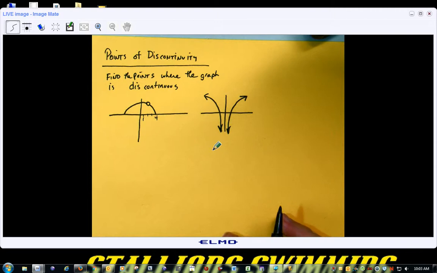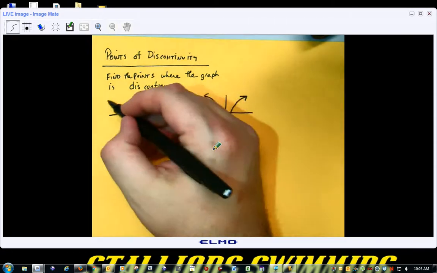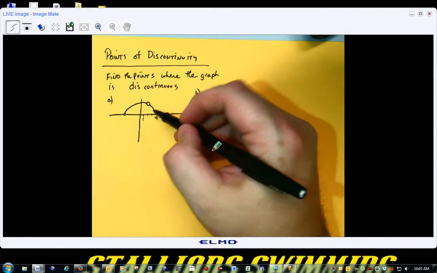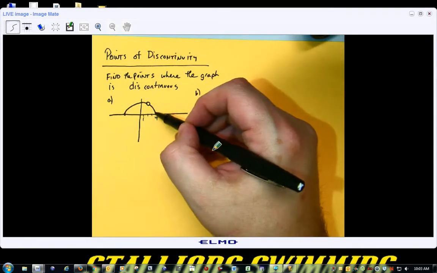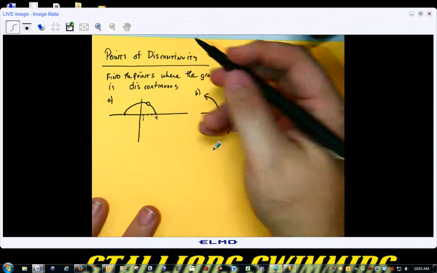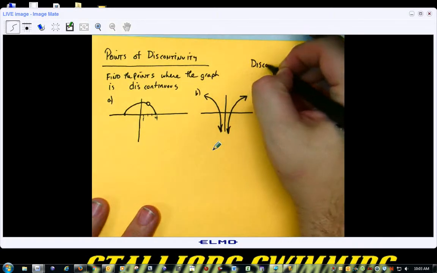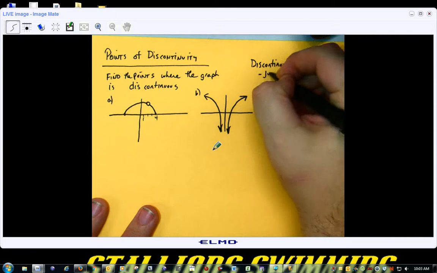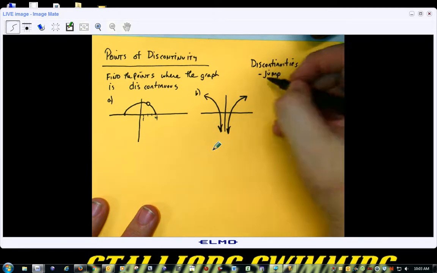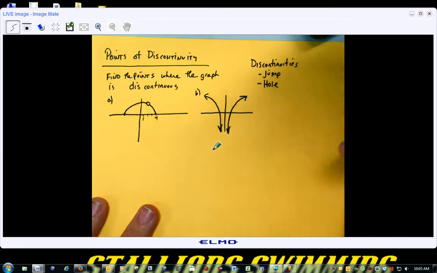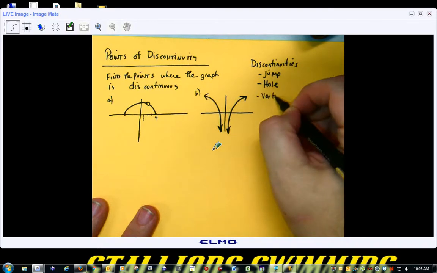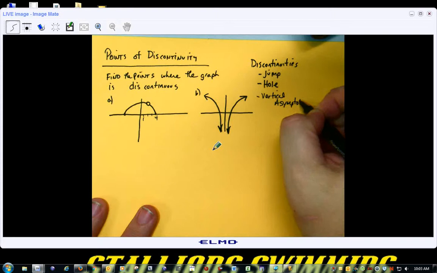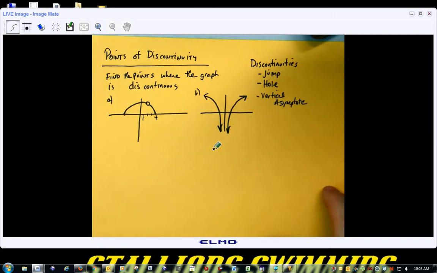Find them all. Well, they're two separate problems, part A and part B. Now, if this function only goes from here to here, is there a point when you're finding discontinuities? You look for a jump, you look for a hole, you look for a vertical asymptote.